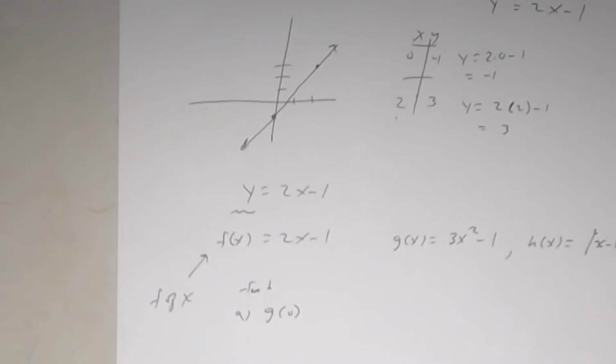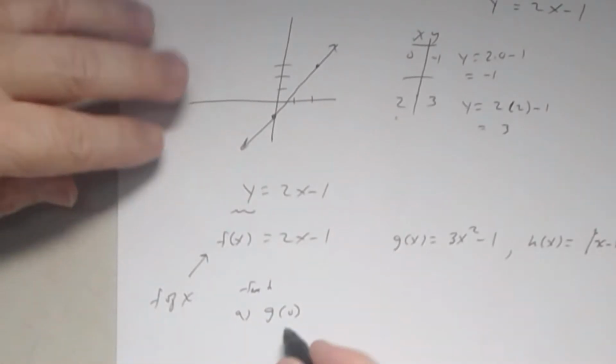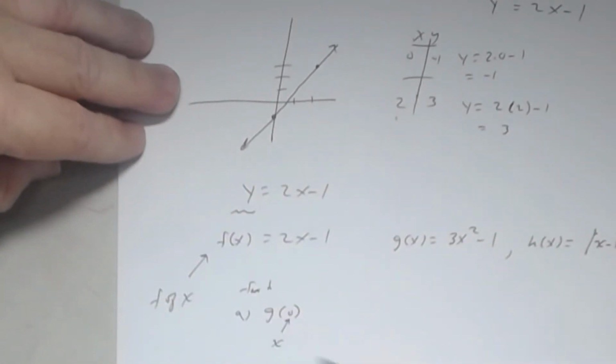Find g of 0. Well, I know now which function I need to go to. Which function do I need to go to? G of x. The function g. And that's the one that says 3x squared minus 1. And wherever I see the variable x, because remember this takes the place of what? X. Wherever I see the variable x, I substitute 0.